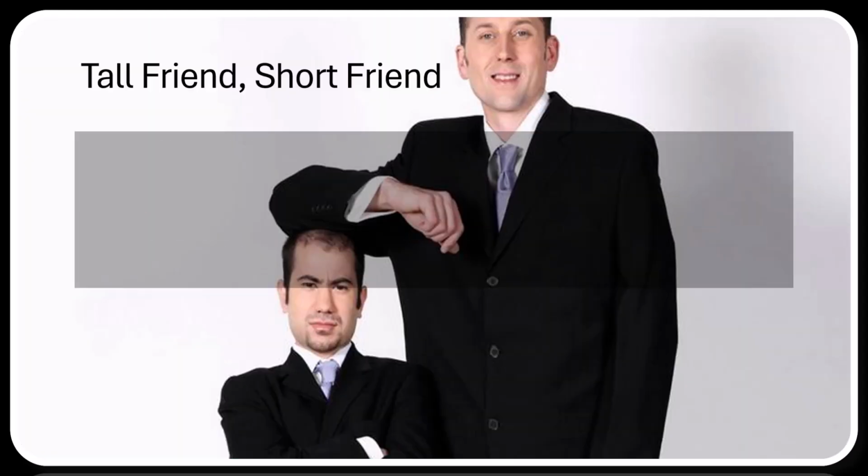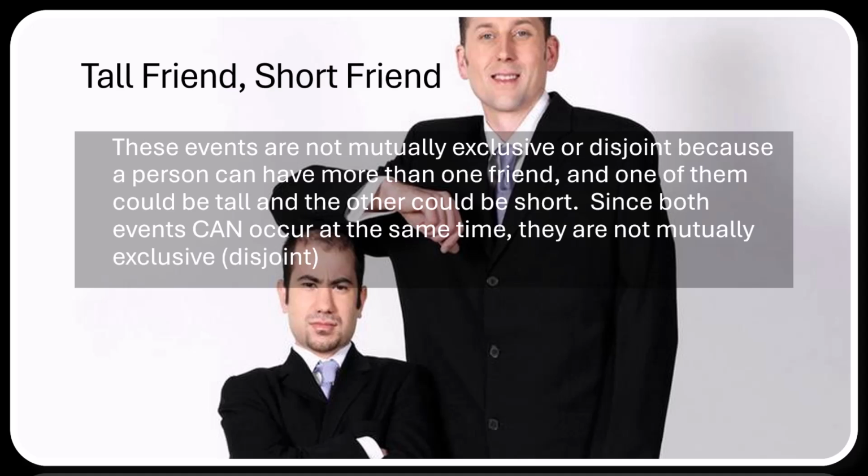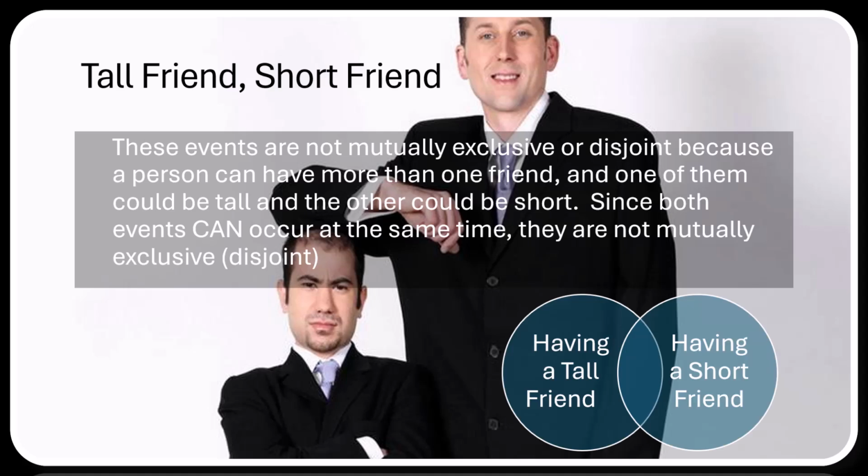Tall friend, short friend. These events are not mutually exclusive or disjoint because a person can have more than one friend, and one of them could be tall and the other could be short. Since both events can occur at the same time, they are not mutually exclusive or disjoint. If we drew a Venn diagram of the situation, there would be an overlap with the two circles.